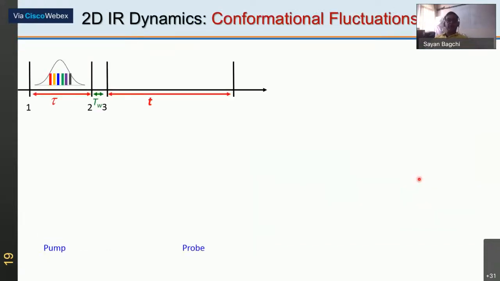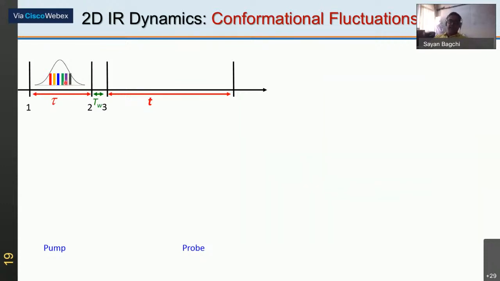So let's now try to understand the dynamics. Let's first talk about the conformational fluctuation. As I mentioned, in the same distribution, there are these different frequencies. That means there is an ensemble of molecules, and each molecule has a slightly different environment. Let's say each molecule is color-coded. We have a blue molecule, green molecule, violet molecule for our understanding, and all these different colors have different frequencies.